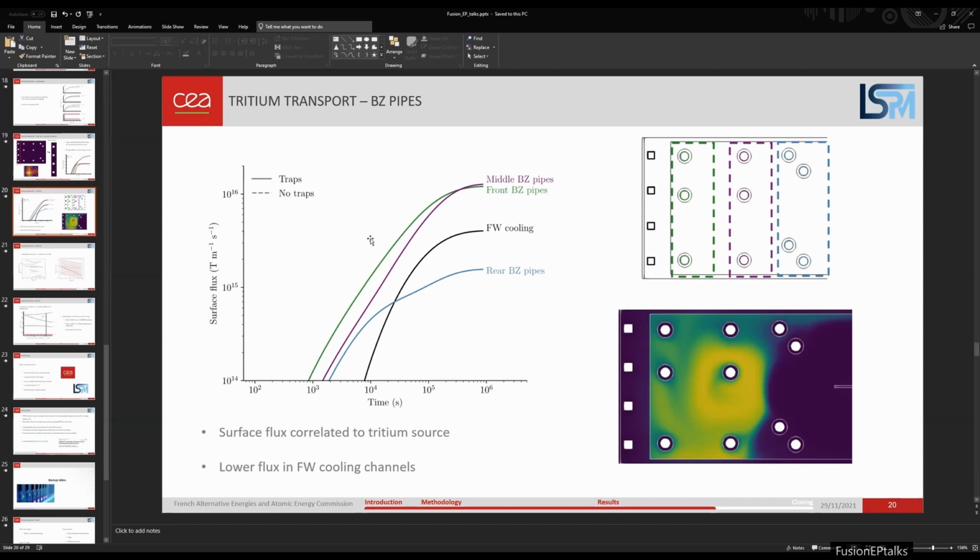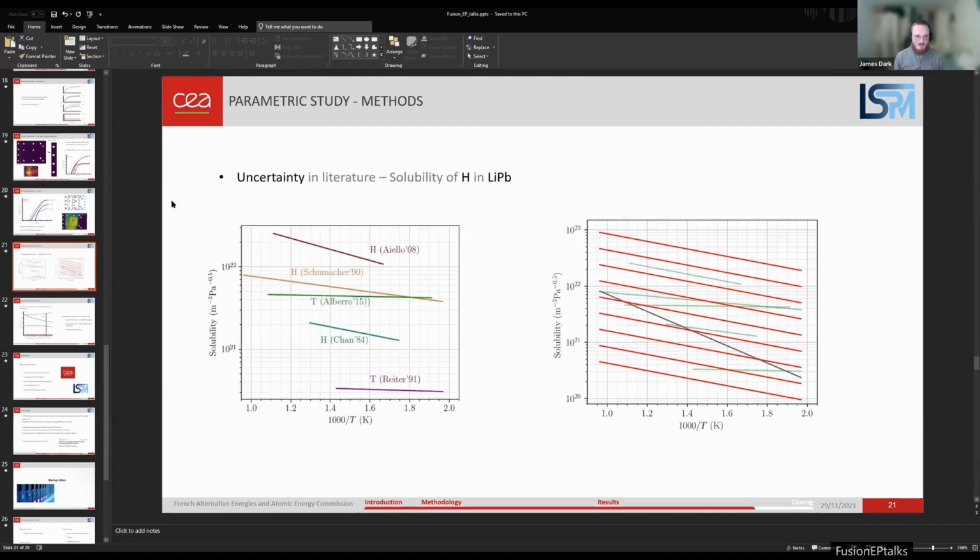My question is regarding the solubility of tritium in lithium lead. Why do you think there is such a wide range of results? I think it's largely down to the experimental technique used to get these values. From what I remember, they're either done from absorption or desorption, and some of these values were taken quite a few years ago.